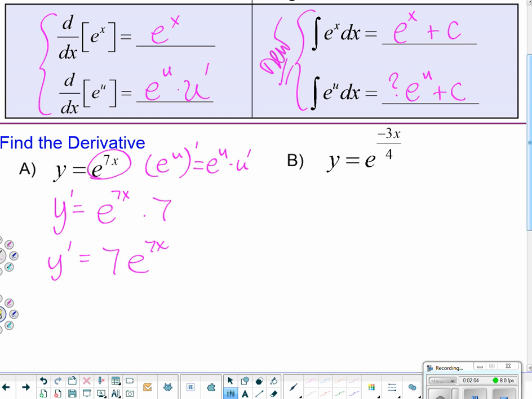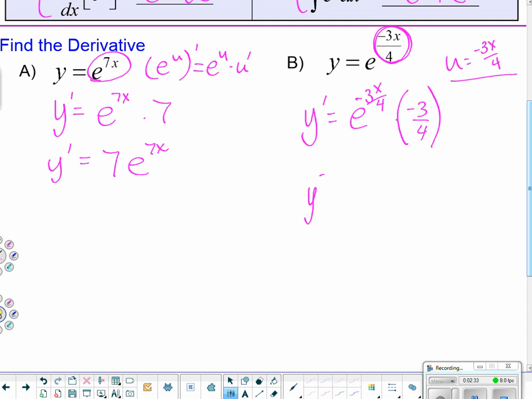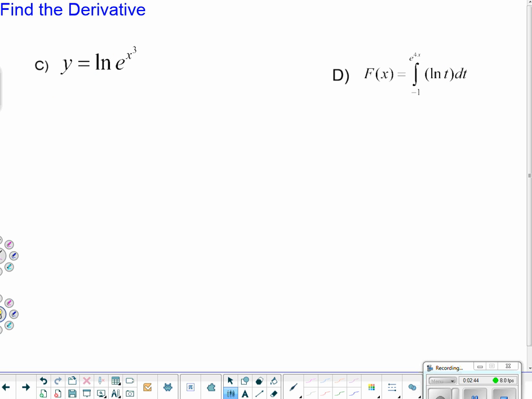B, well, it's still the same type of problem as A, only a little messier exponent. Our u in this case is the negative 3x over 4. So I'm going to go y prime equals. It is e to this u value multiplied by the derivative of negative 3 fourths x. So I'd get negative 3 fourths as my multiplier. I'm going to put parentheses so it shows multiplication. And I would probably move this then negative 3 e to the 3x over 4. The negative exponent dropping it to the bottom.